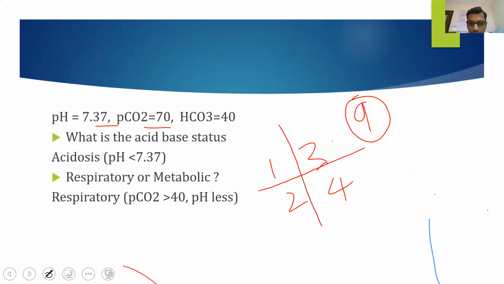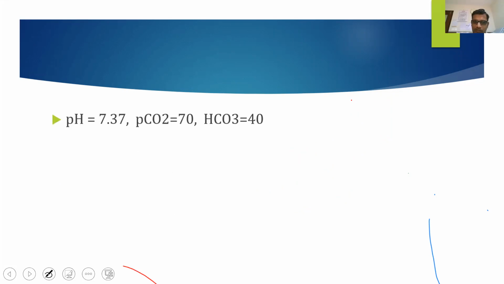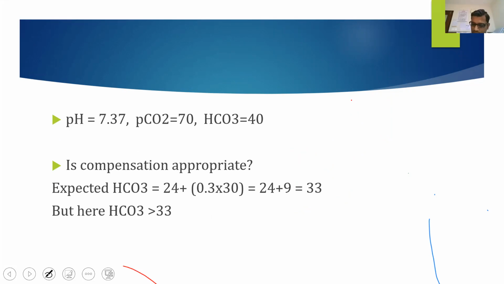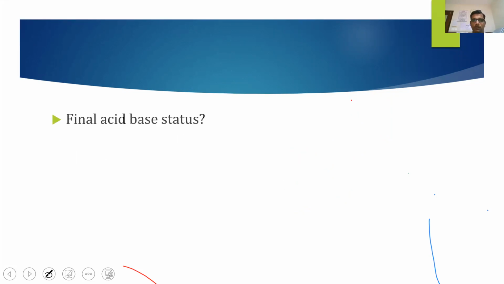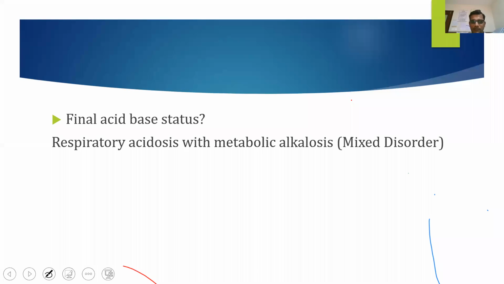So overcompensation never happens in body physiology. So it means that there is an associated metabolic alkalosis. Okay. So this is a classical ABG that you get in cystic fibrosis, where there will be both respiratory acidosis and associated metabolic alkalosis. Okay. So I think I made it clear. So final will be respiratory acidosis with metabolic alkalosis.